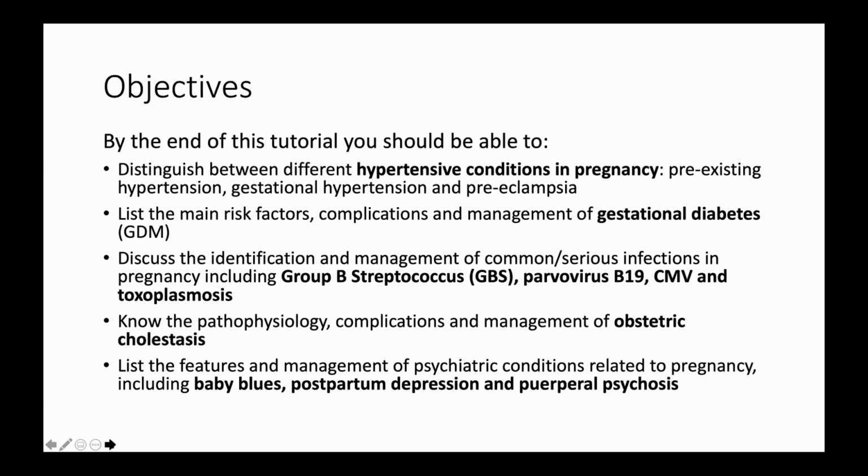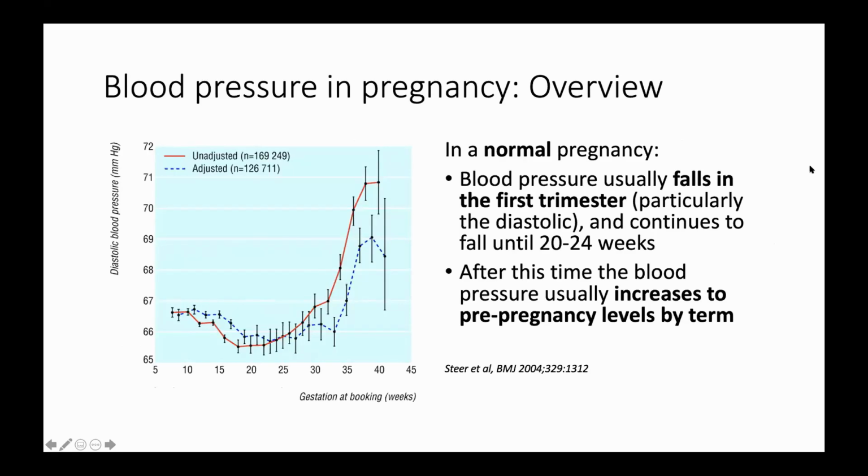Okay, so starting with hypertension in pregnancy. As many of you already know, in a normal pregnancy, blood pressure usually falls in the first trimester, particularly the diastolic blood pressure falls, and then it continues to fall until about 20 weeks. So I'd say 20 rather than 24 weeks there. After that time, the blood pressure usually increases to pre-pregnancy levels or slightly above pre-pregnancy levels by term.